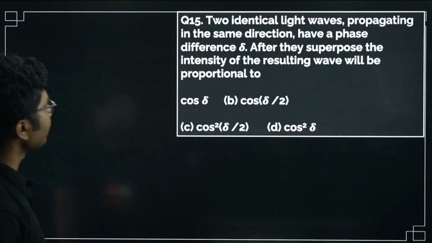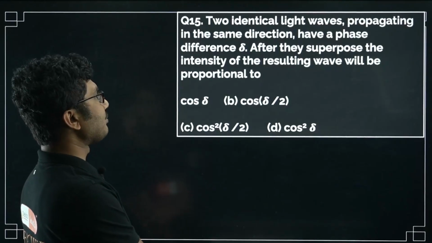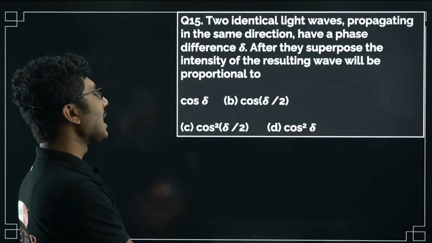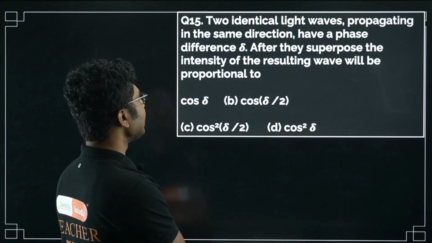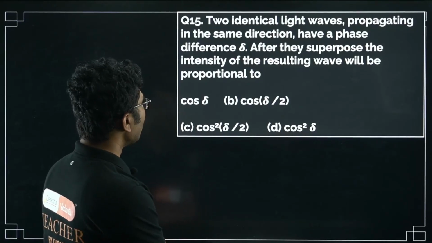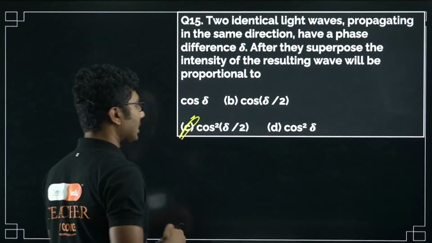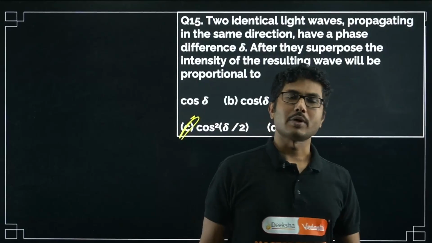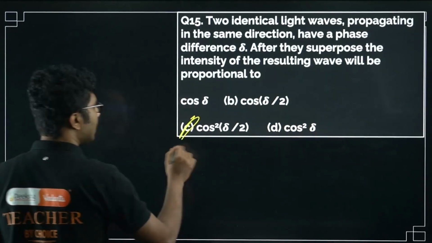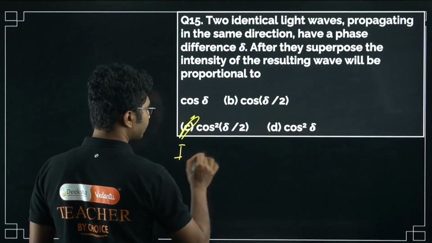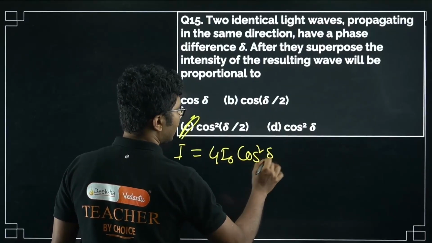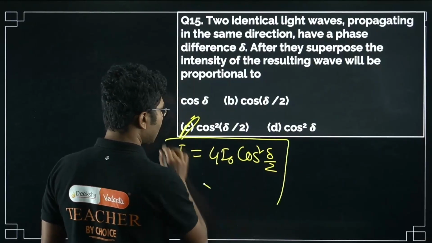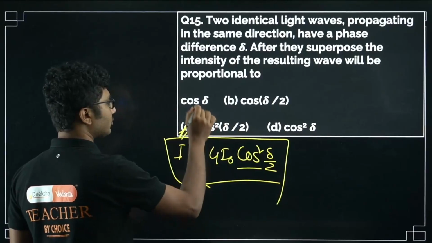Now, last question of the day. Two identical light waves propagating in the same direction have a phase difference delta. After they superpose, the intensity of the resulting wave will be proportional to cos square delta by 2. You have to understand that the resultant intensity is basically 4 I naught cos square delta by 2. This is the formula, so from there we can say it is cos square delta by 2.